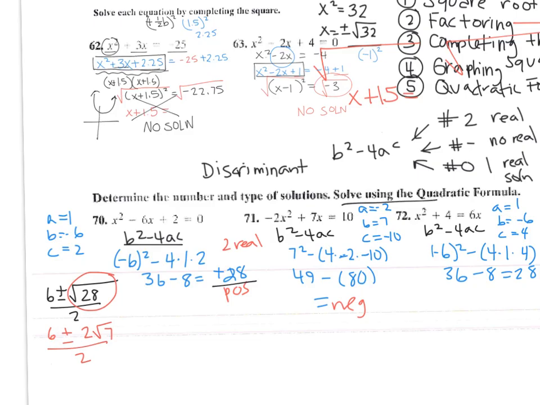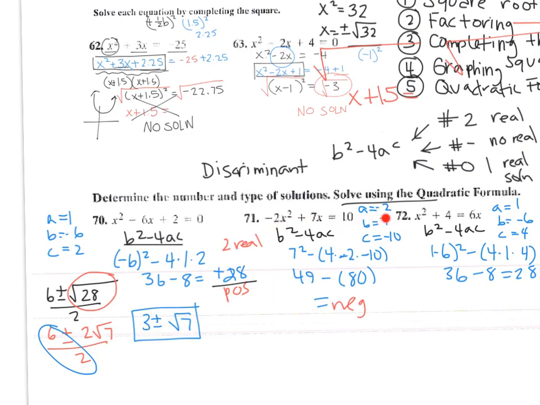Now, because you can divide each of these by 2 and reduce it, I'm going to divide 6 by 2 and get 3. And I'm going to divide 2 by 2 and get 1. So that's just going to be root 7. So this is my answer here. So this is a parabola that crosses the x-axis twice. It has two solutions, and the two solutions are irrational numbers, 3 plus root 7 and 3 minus root 7.